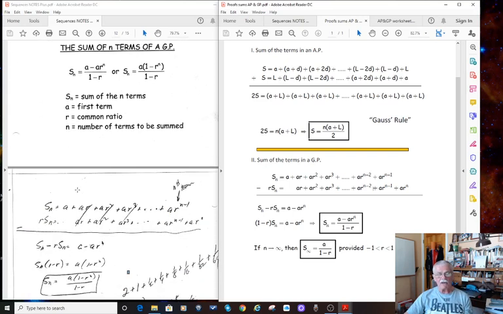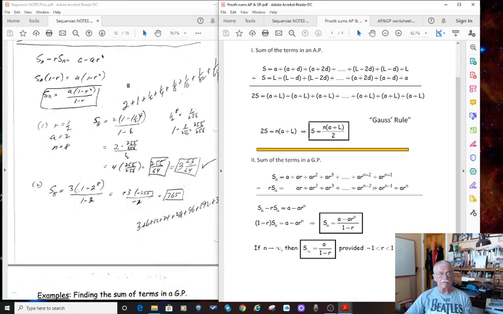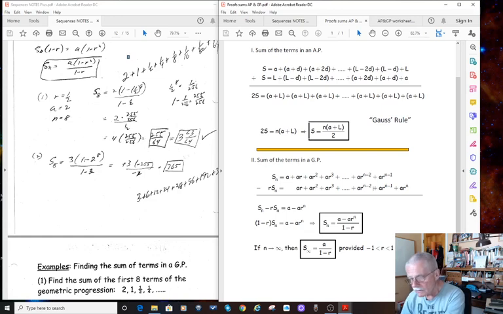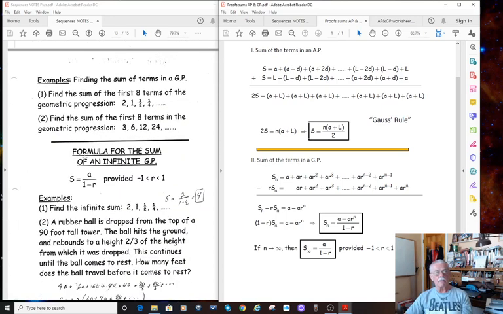So let's see how that works in real life. Okay, so let's do some examples. So we're going to pick, let's see, what am I picking here? Let's see, I think I am picking. Okay, here we go.